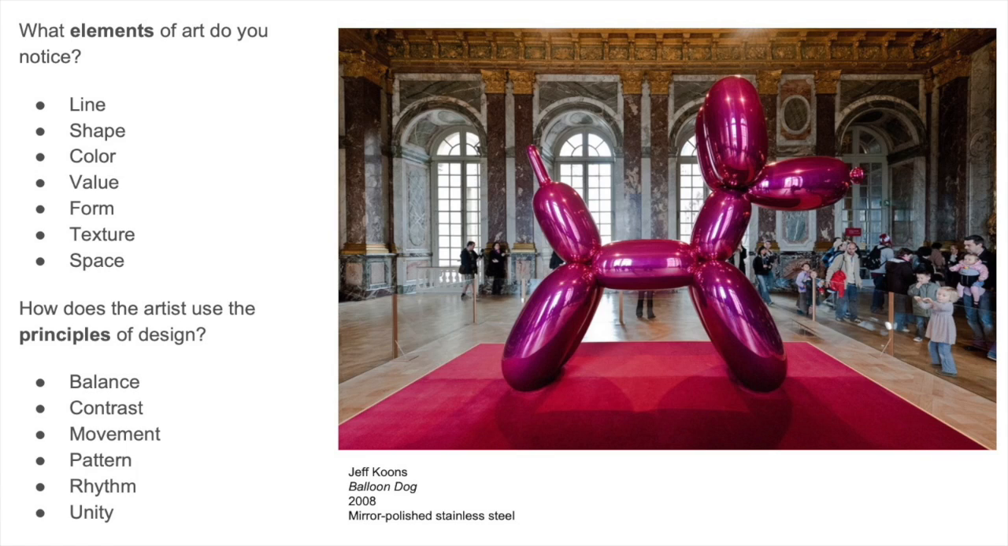Here's another artwork by the artist Jeff Koons. This is much more recent, 2008. It is called Balloon Dog, and it's a mirror polished stainless steel sculpture. What elements and principles was Jeff Koons thinking about when he made this artwork?